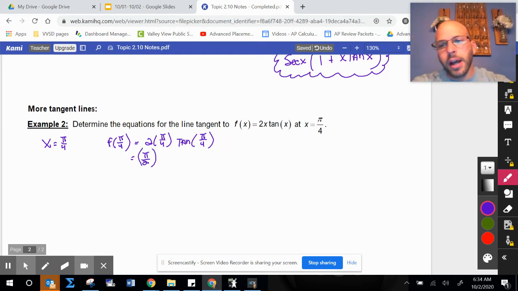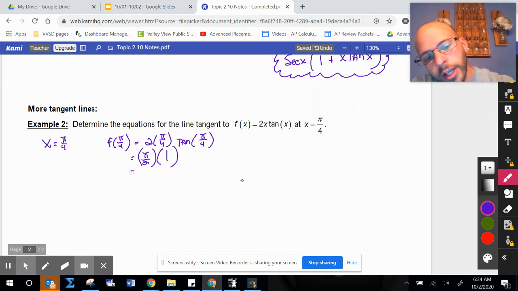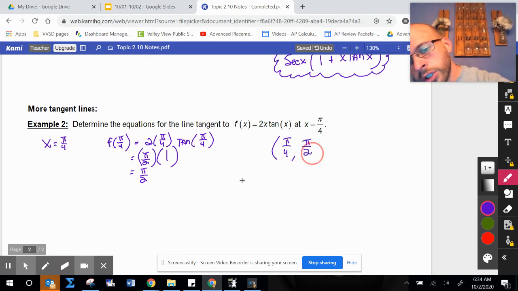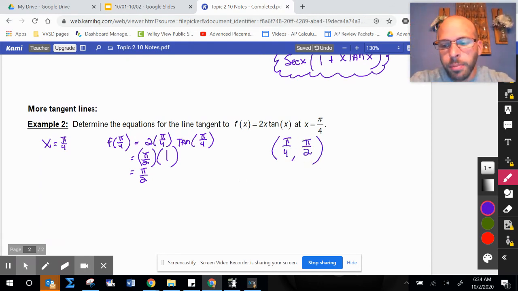And then tangent of pi fourths, well, tangent is sine over cosine. Sine of pi fourths is the square root of 2 over 2. Cosine is the square root of 2 over 2. So since sine and cosine are the same, tangent of pi fourths is 1. So I know f of pi fourths is just pi over 2. So my point is going to be pi over 4, comma, pi over 2. So that's the first step. Find your point. Now we want to find our slope.